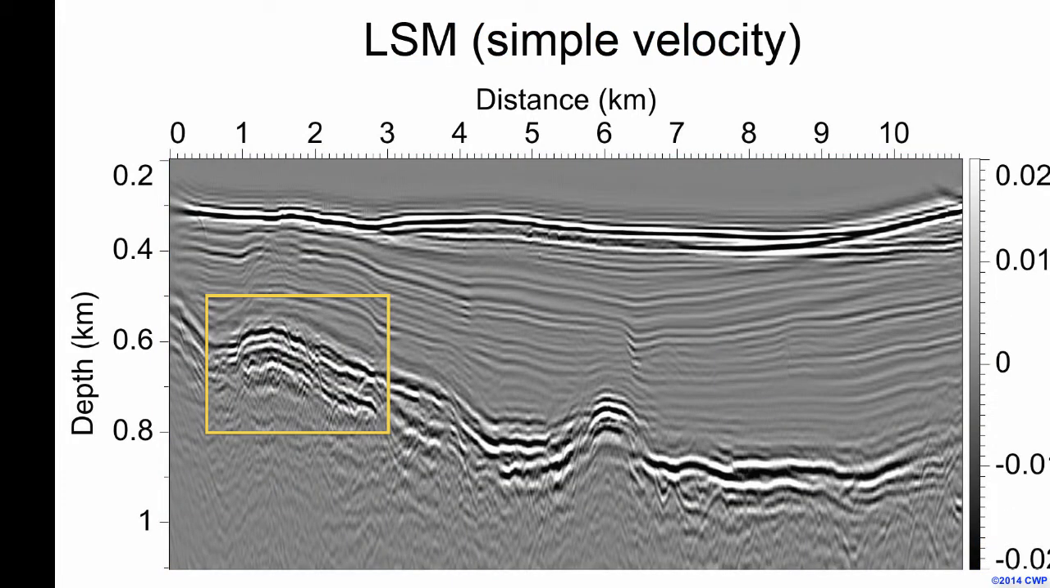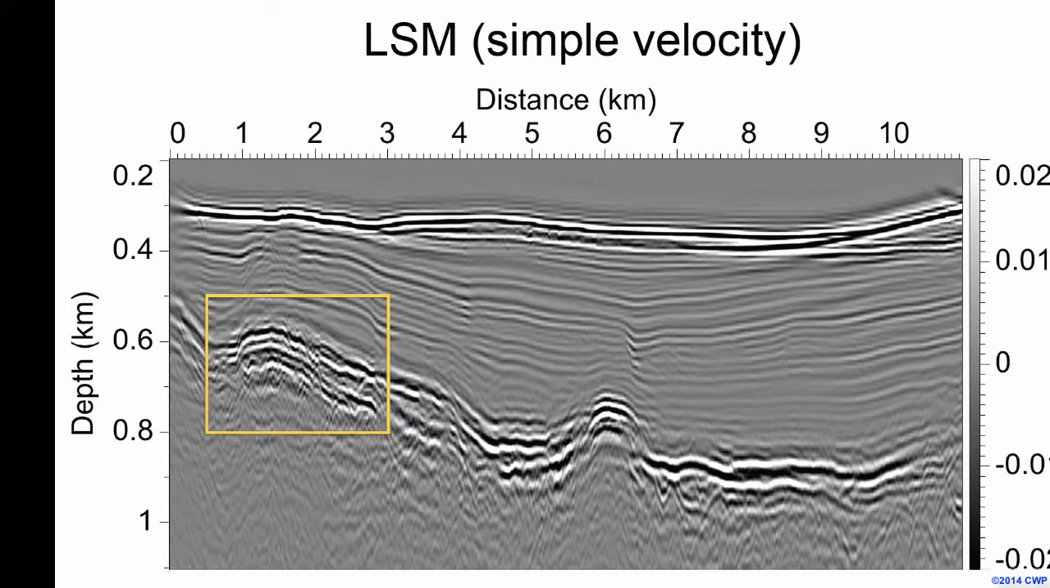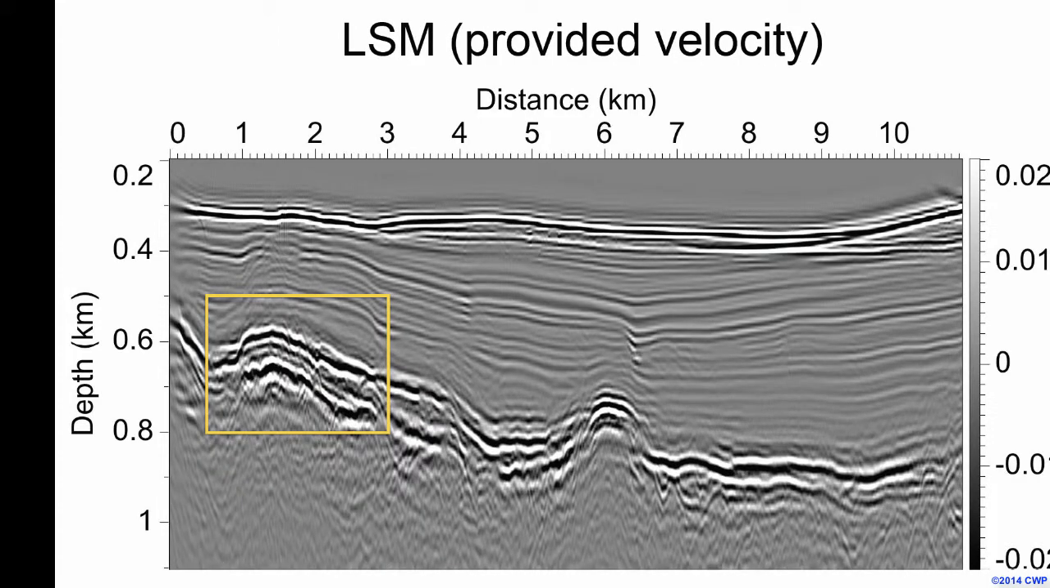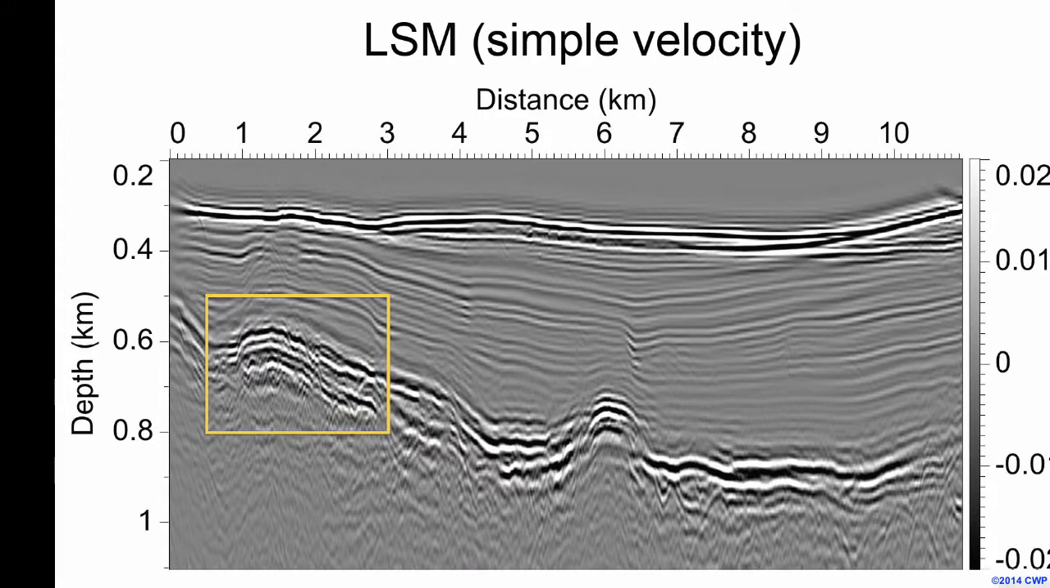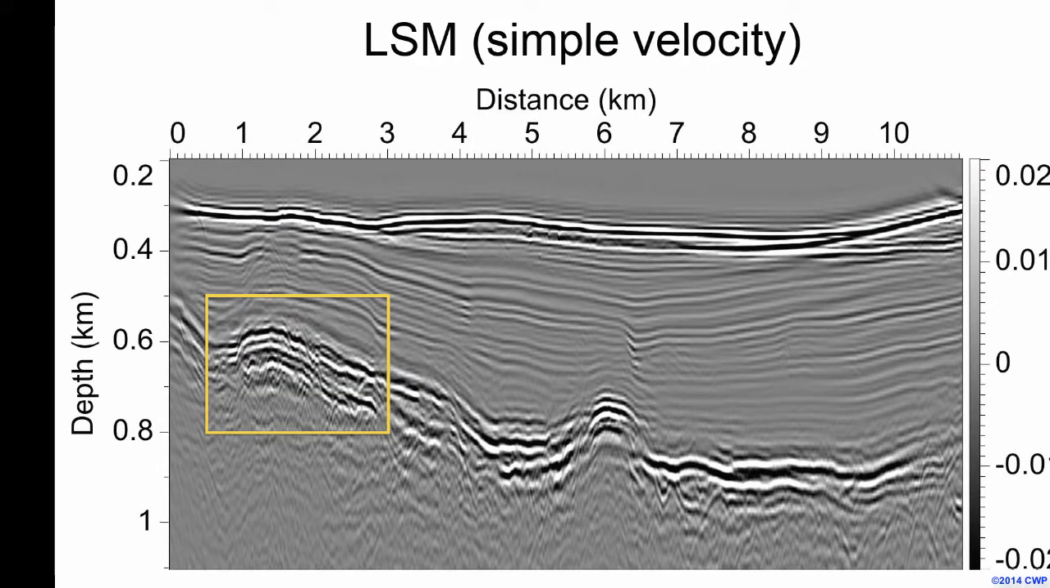So here's least squares migration for the simple velocity. And now let me compare this to least squares migration for the provided velocity, which we assume is more accurate than the simple velocity. Now, if you compare these two images, the most noticeable change is probably that reflectors are shifting relative to each other. But also we see that in the image computed for the simple velocity, reflectors are less focused and less coherent. And this is, of course, due to the fact that we're using a worse velocity model for migration.